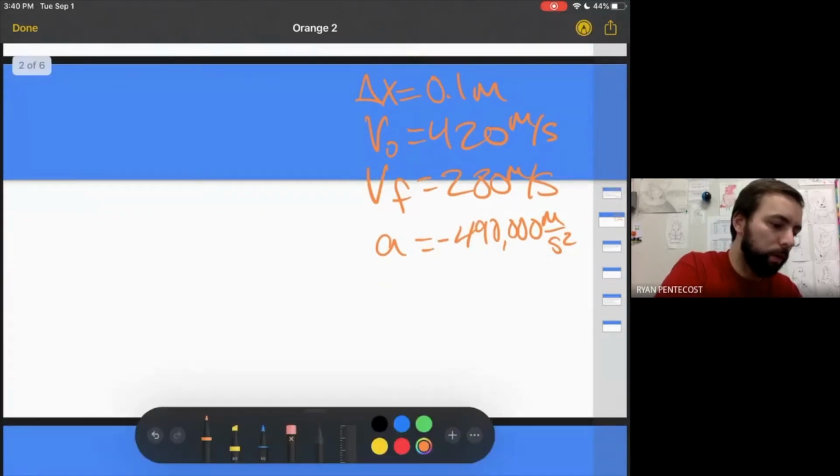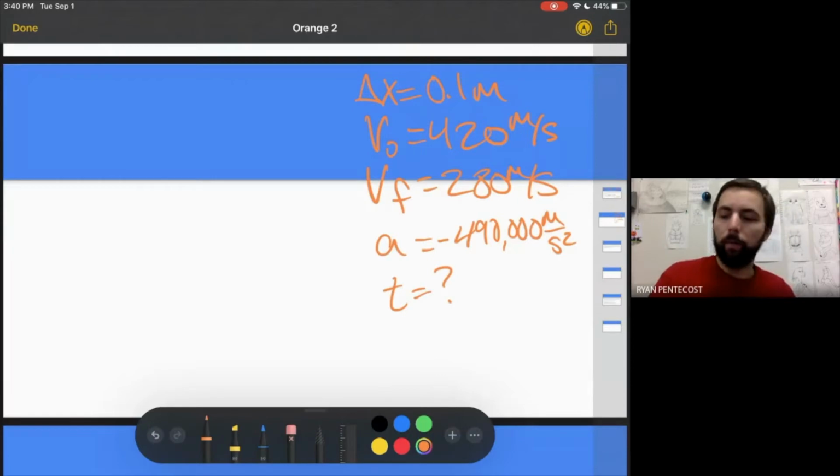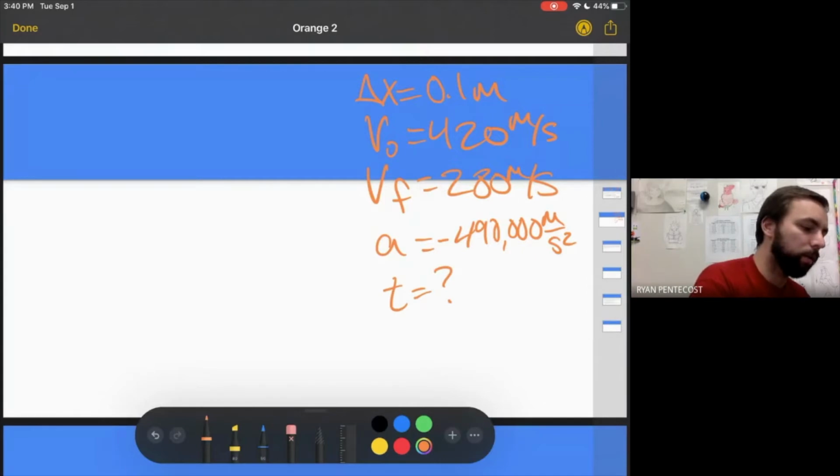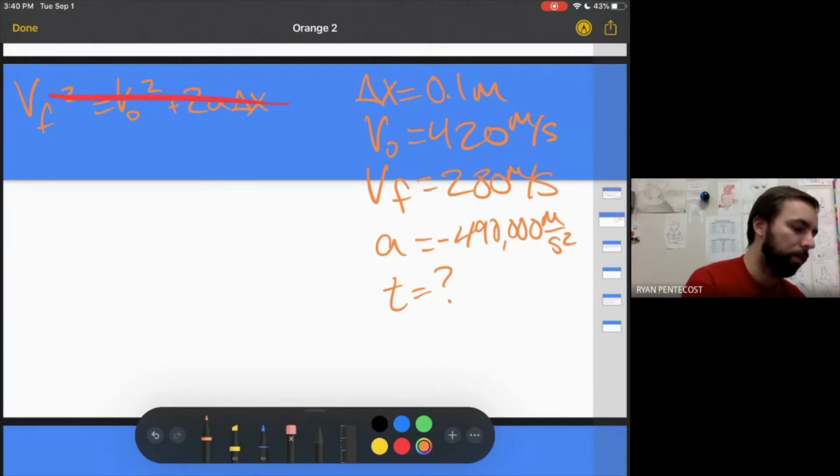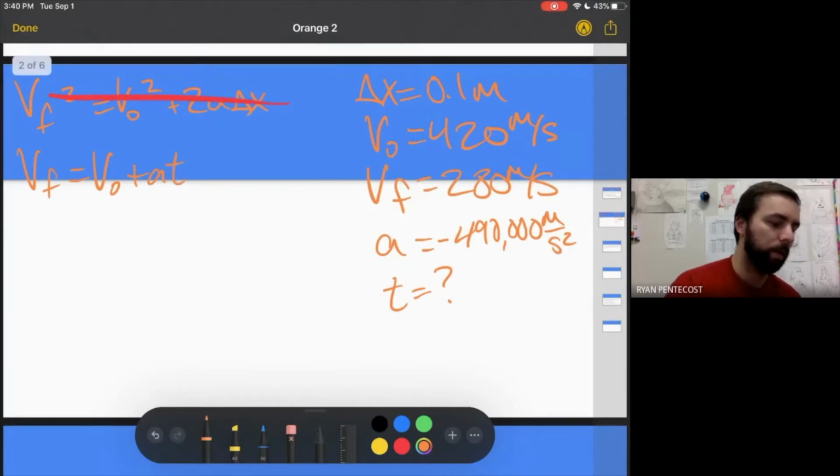So we need time. Now we can look at our orange equations again. We just got finished using V final squared equals V naught squared plus 2a delta x. If we're looking for time, that one can already be nixed because there's not even time in that problem, right? All right, so next, we have V final equals V naught plus AT.